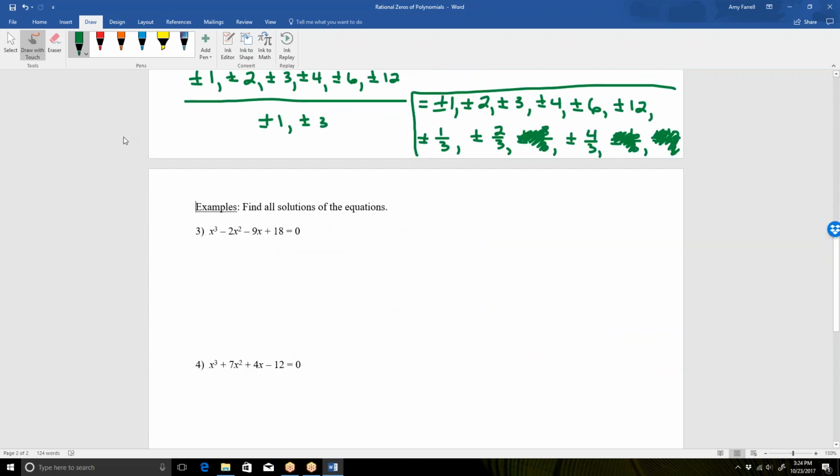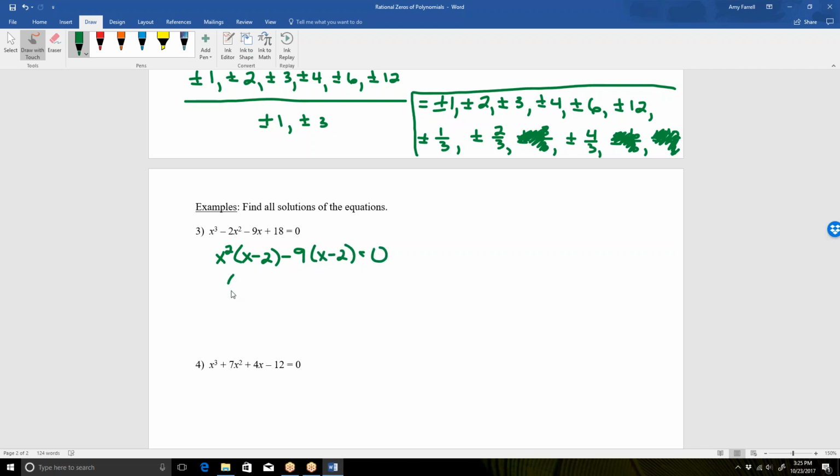Now, on the next page, we're actually going to find them, not just list the possible ones. Before we apply the theorem again, I do want to show you one like number 3 that can be factored by grouping. If it can be factored by grouping, then you don't have to worry about this theorem. So something like number 3 we've seen before. We saw it earlier in the semester. We can factor by grouping.